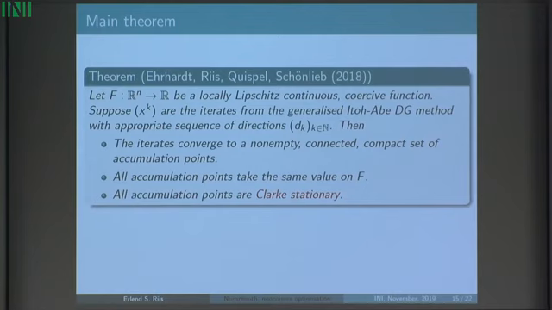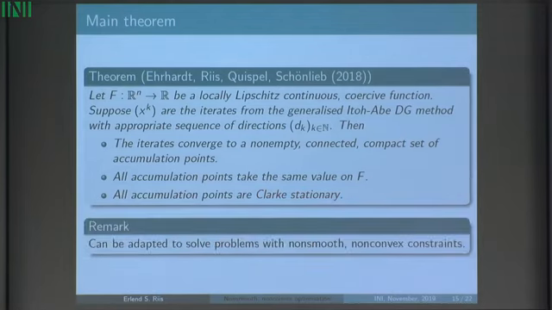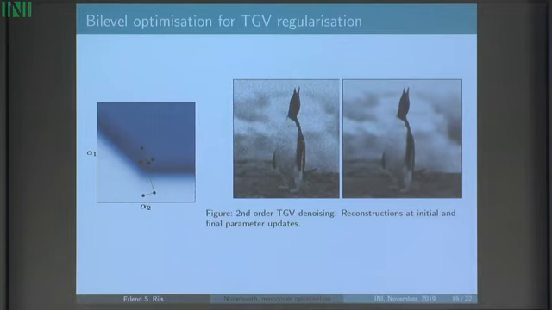So we know that this method does work well, even in a black box non-smooth setting. And we can also adapt this to solve problems with constraints, even if the constraints are non-smooth and non-convex. And another benefit of, so we apply them to different parameter optimization problems. So here we're optimizing the two parameters for second order total generalized variation denoising, basically.